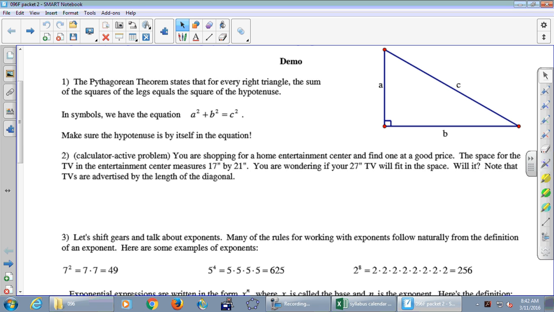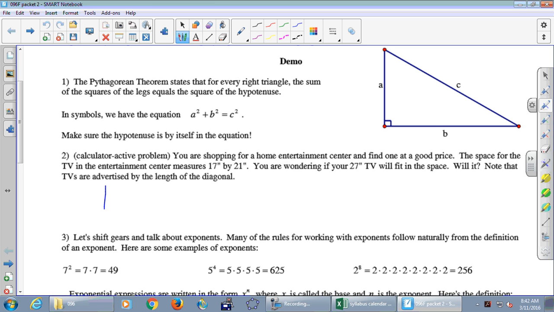Okay, so let's jump into number 2. You're shopping for a home entertainment center, and you find one at a good price. The space for the TV in the entertainment center measures 17 inches by 21 inches. That's 17 inches tall, 21 inches wide. You're wondering if your 27-inch TV will fit in the space. Let's give it a shot.